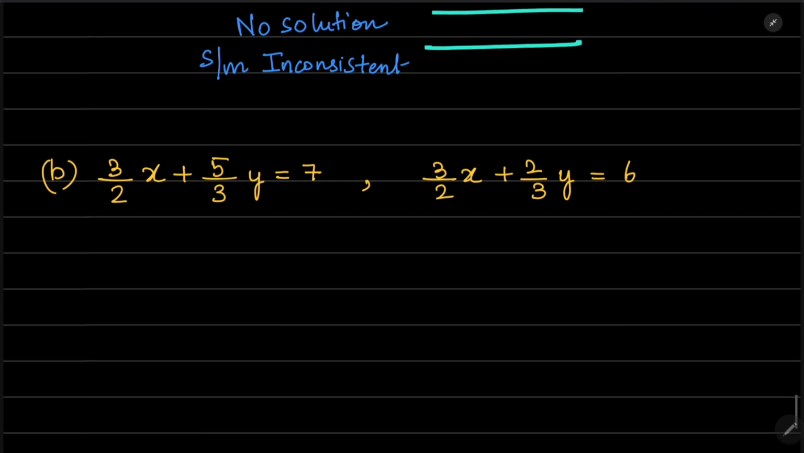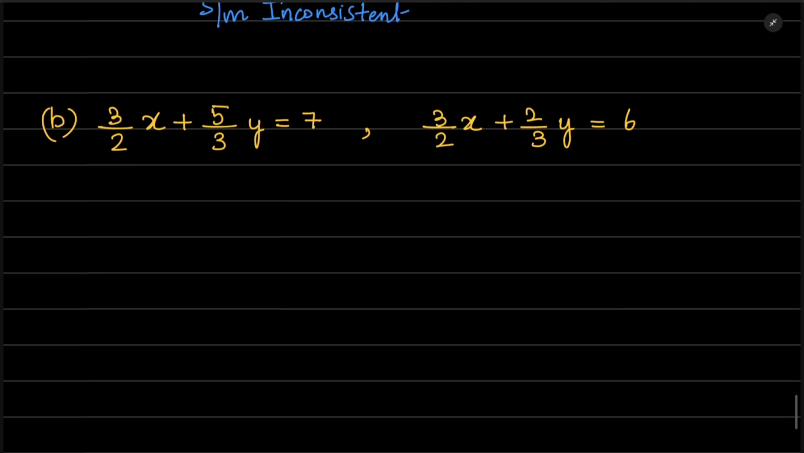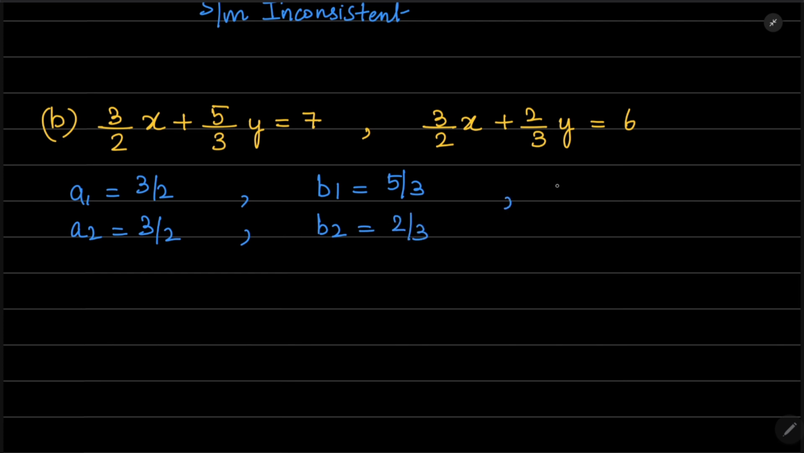So let's go to the second question. So the next question is 3 by 2x plus 5 by 3y equal to 7. This is one equation, and 3 by 2x plus 2 by 3y equal to 6. Let's write what is A1 is 3 by 2. What is A2 is also 3 by 2. What is B1? 5 by 3. B2 is nothing but 2 by 3. What is your C1? It's 7. And your C2 is nothing but 6.